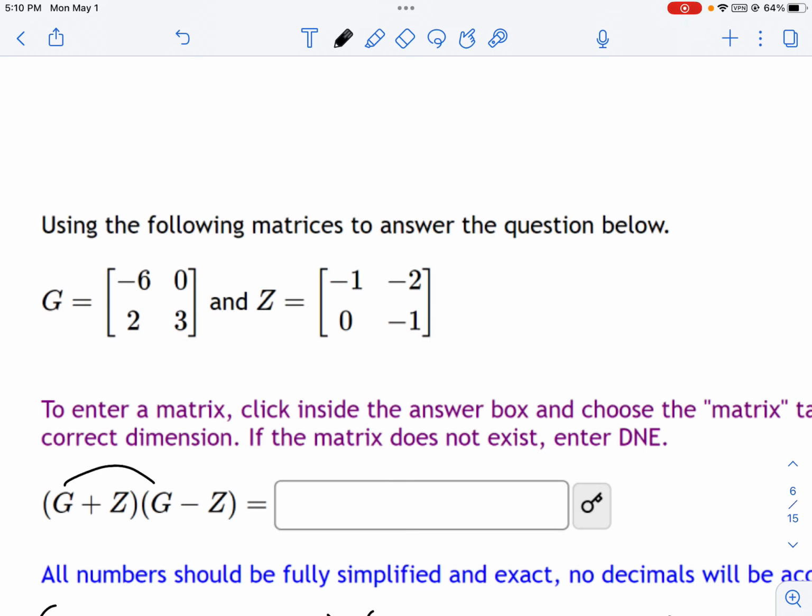So then we have G squared, right? G times G is G squared. And then we have essentially negative Z times G. And then the other direction, because we're multiplying to the right, notice I multiplied G to the right, which means the Z we multiply here will also go to the right. So plus G times Z, and then minus Z squared, because Z times Z is Z squared, right?